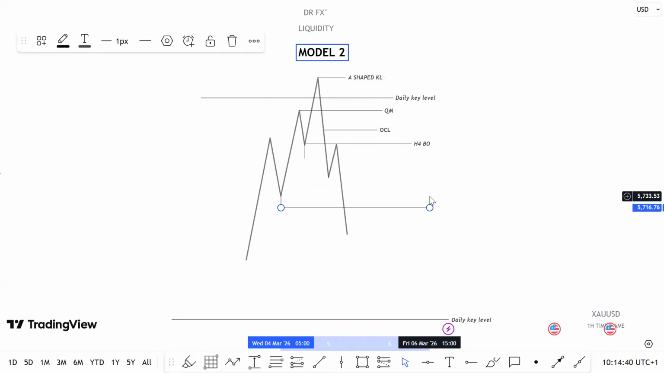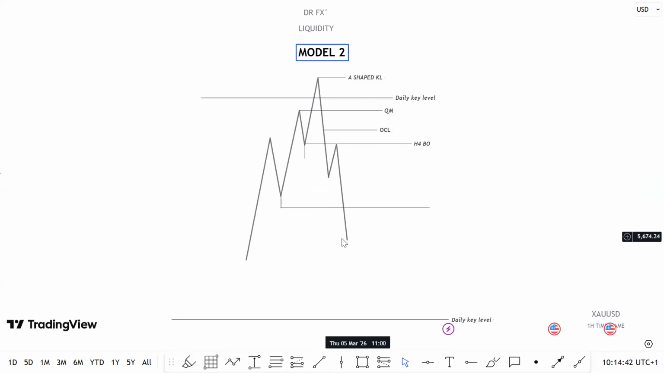What's good? This is the H4 swing low that got disrespected. What do you pay attention to? Go to the lower time frame, look out for something like this, right? Market creates liquidity for you right here.